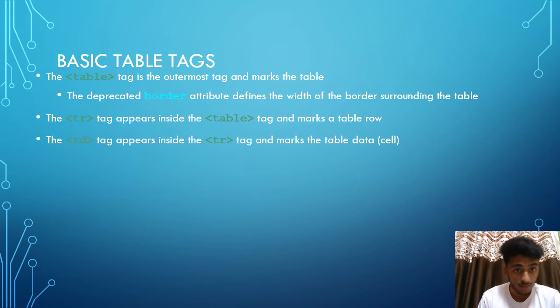So I'll explain what this means. There will be a table tag here. Inside a table tag, there will be a tr tag. tr is basically a table row, tr from row. So tr comes under table and td comes under tr. I'll explain with an example.